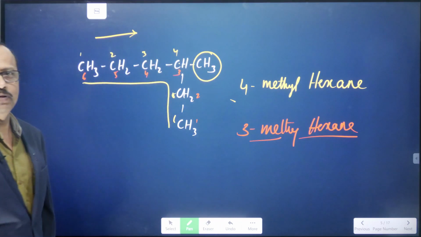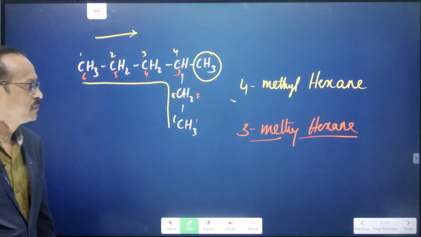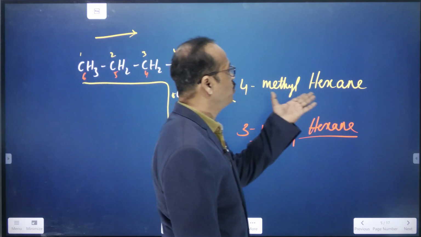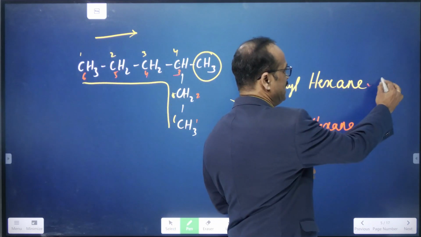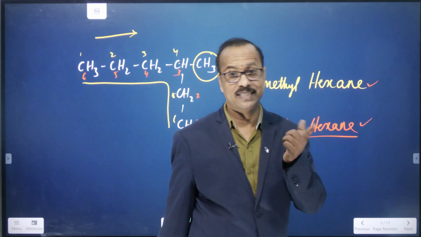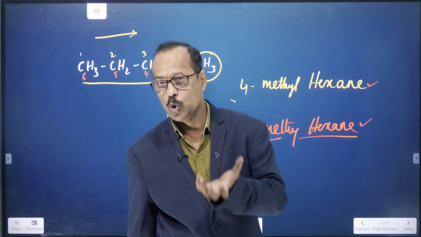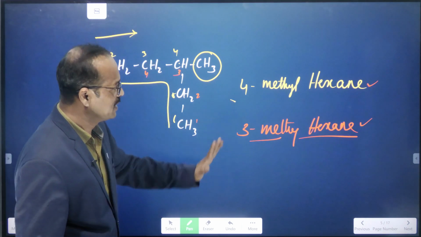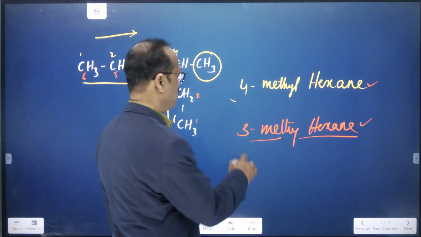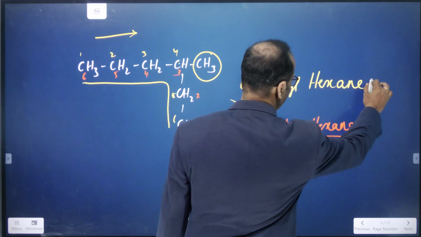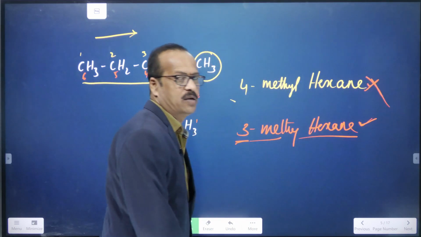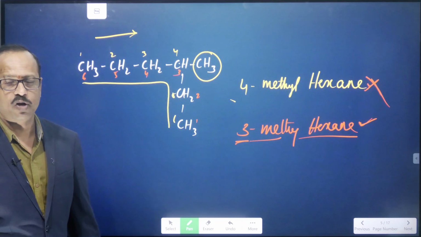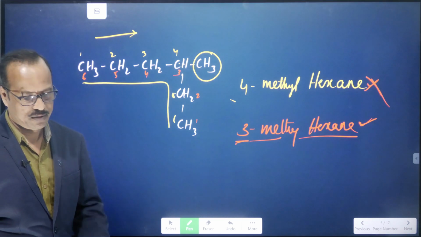Now which one is correct? The root word is the longest chain, hexane, this is correct. But the second rule is the lowest number rule. Here it's coming 4, here it's coming 3. So which one is correct? The lowest number is 3. So this is right, but this is wrong. So this is called the nomenclature of giving the names.